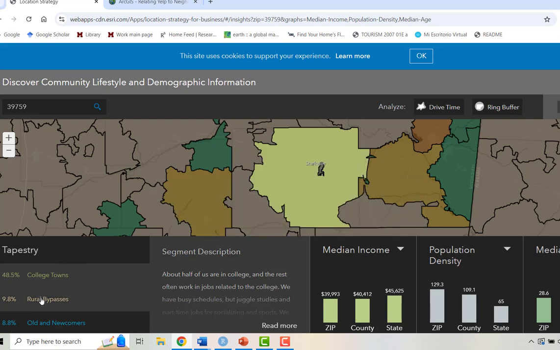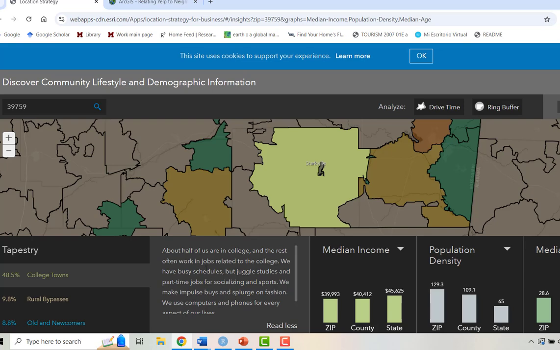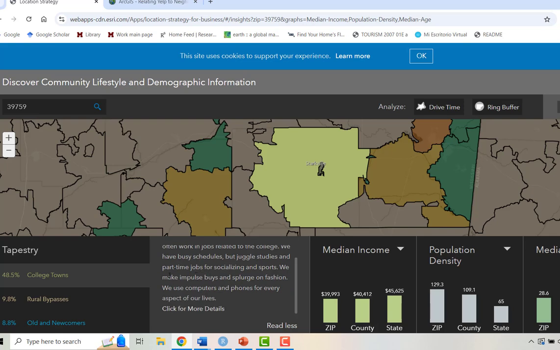And we can see these different consumer segments here. So we have 50% college towns, rural bypasses, old and newcomers. So again, to get the full details, you would probably have to pay a lot of money to Esri. But we can look a little bit at this segment. About half of us are in college, the rest often working jobs related to college. We have busy schedules, but juggle studies and part-time jobs and socializing and sports. We make impulse buys and splurge on fashion. Does this sound a little bit like you?